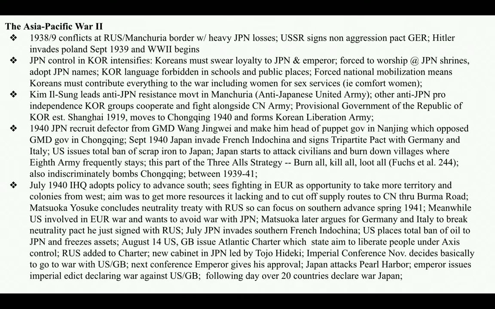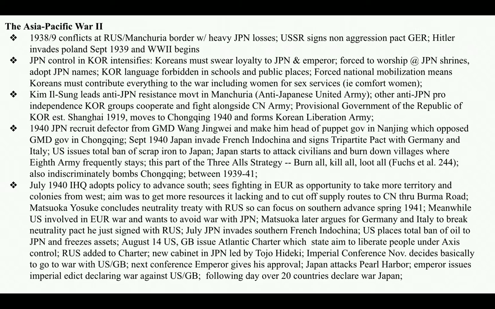In response, the U.S. placed a total ban of oil to Japan and froze all Japanese assets in its foreign accounts. In August, the U.S. and Great Britain issued the Atlantic Charter, which stated the aim of liberating people under Axis control, and Russia was added to the charter as well. A new cabinet in Japan, led by Tojo Hideki, and an imperial conference in November decided to go to war basically with the U.S. and Great Britain.